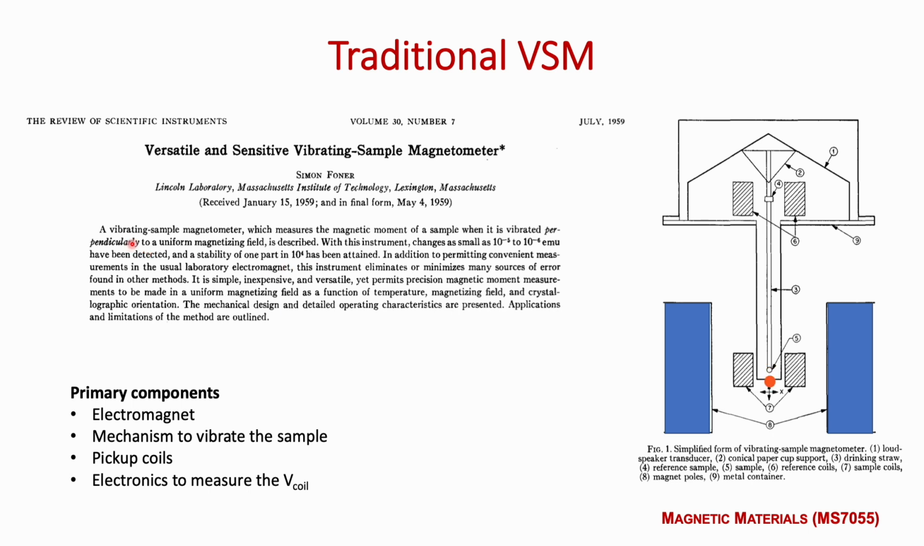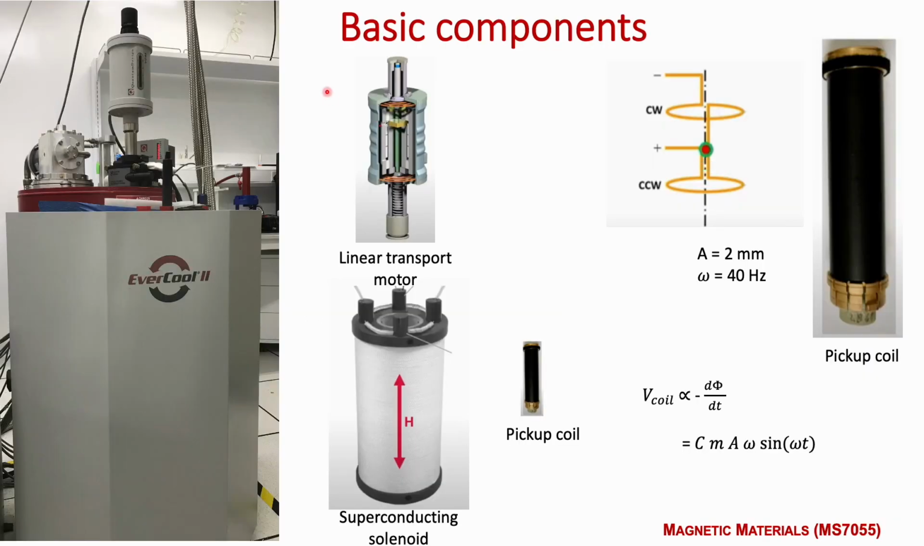The development of the vibrating sample magnetometer is associated with a paper published in 1959 by Simon Foner. The primary components of the VSM are an electromagnet, a mechanism to vibrate the samples, pickup coils, and of course the electronics to measure the voltage in the coil. Here the basic components of the VSM are attached to the PPMS.